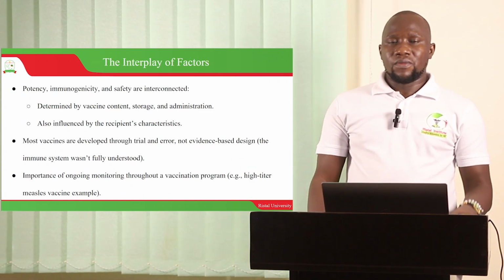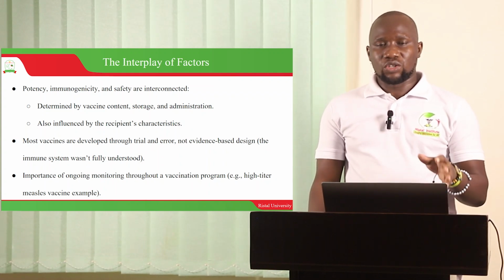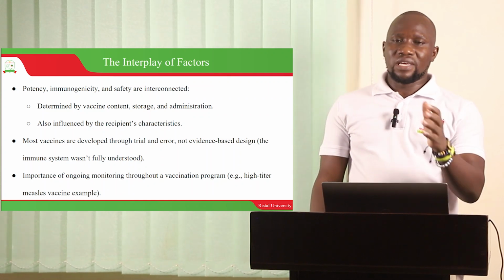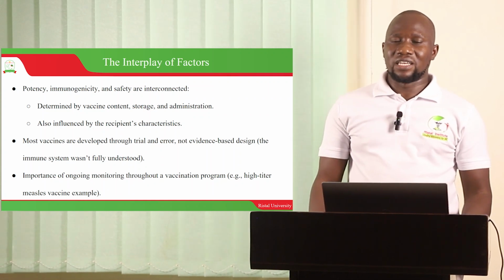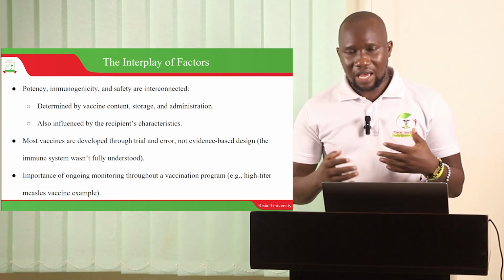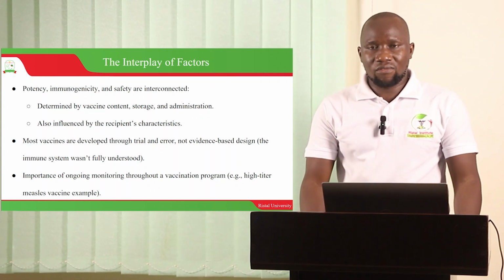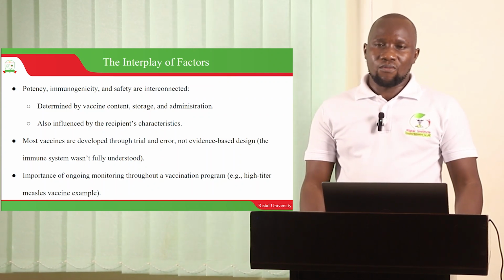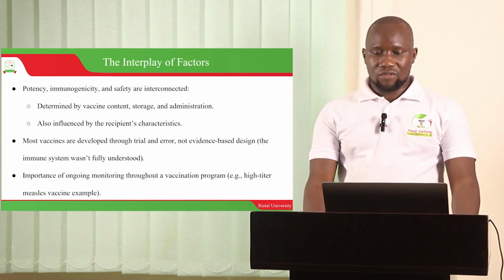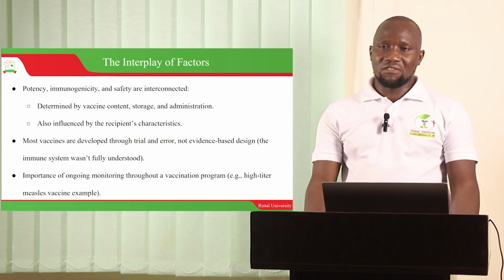Okay, the different factors that we have talked about, they don't occur in isolation. Potency influences immunogenicity. Immunogenicity has an influence on safety and the side effect profile. So there's an interaction, okay? But definitely you want to have vaccines that are of a low side effect profile, okay? You don't want to have vaccines that usually have side effects that are fatal.